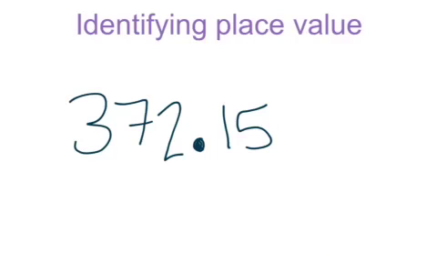Alright, so let's work at identifying some place values. So in this problem, if I asked you to identify what digit is in the tenths place, what do you think it would be? Well, you know that the tenths place is one digit to the right of the decimal place. So 1 would be in our tenths place. And then if we're looking at the hundredths place, 5 would be in our hundredths place.